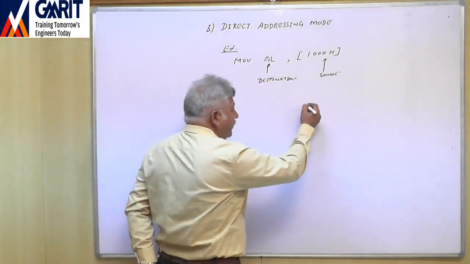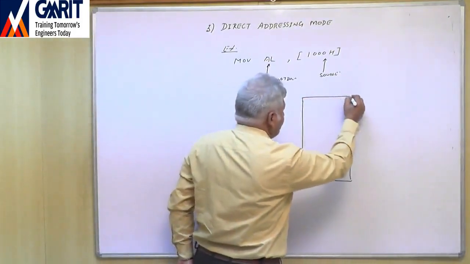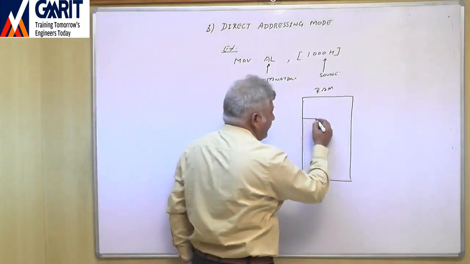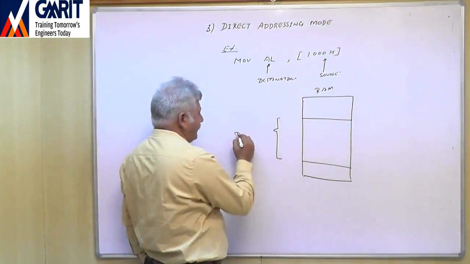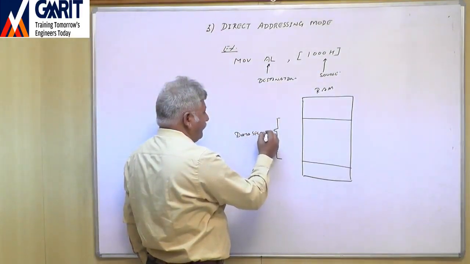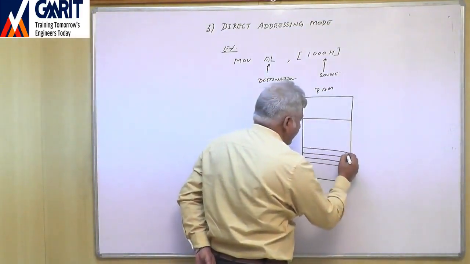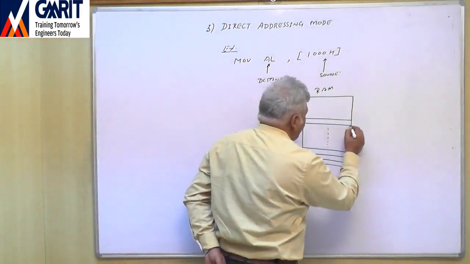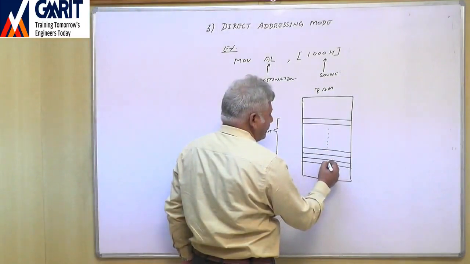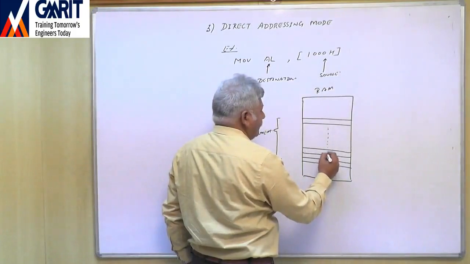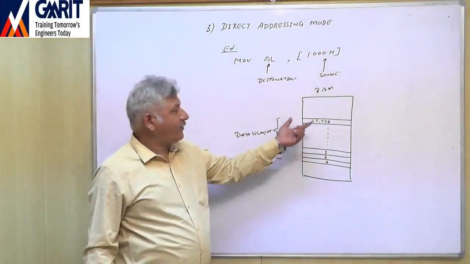So now in this particular example, suppose this is our memory, this is RAM, and in this RAM, let us assume this portion is our data segment. So in this data segment there are various memory locations, and in total there can be 64K locations, right? 64K locations means, if suppose this is location number 1, this is location number 2, this is location number 3, then in 64K there are a total of 65,536 locations.